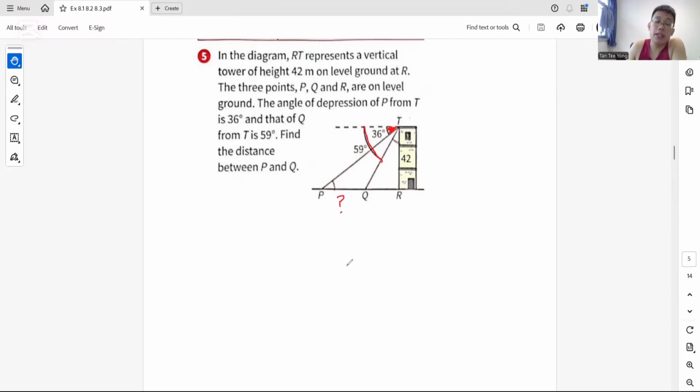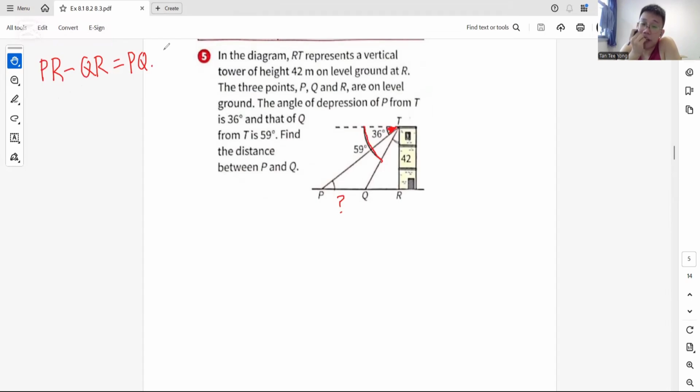So basically the first thing that comes to my mind is I need to find out the length of PR, and then I need to find out the length of QR. And when I subtract these two, it will give me PQ. That's the first thing that comes to my mind. All right, so let's find PR first.